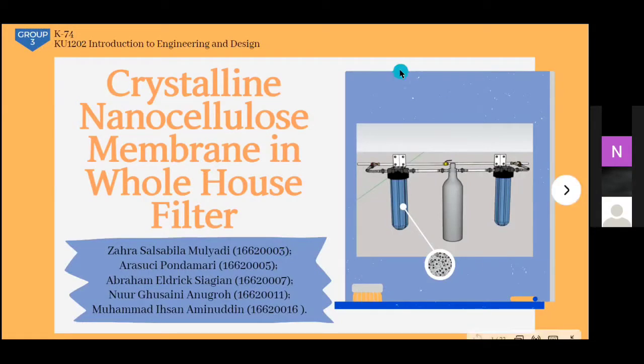Hello, we are Group 3 of K74 from the Introduction to Engineering and Design course with our project, Crystalline Nanocellulose Membrane and Whole House Filter.